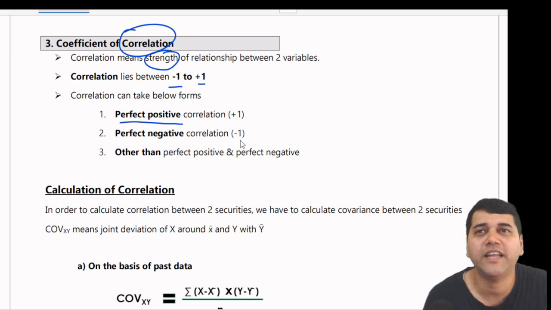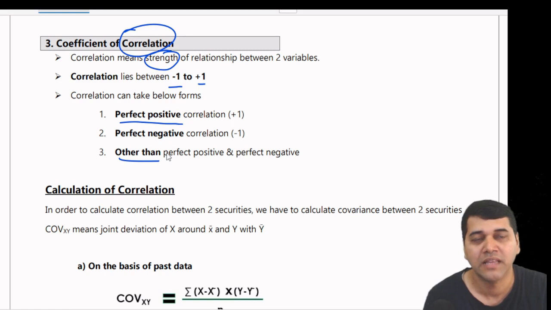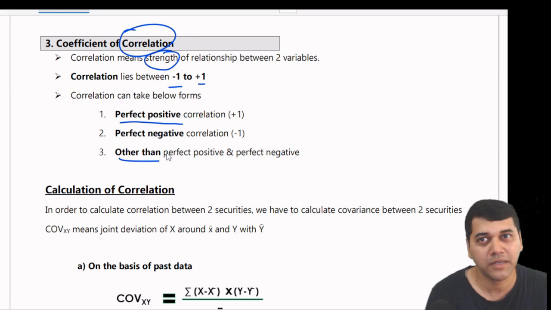Perfect negative: one person is happy, his enemy is very sad. One person is sad, his enemy is very happy. Then there is everything other than perfect negative and perfect positive. That means friends, but not lifelong friends. Enemies, but not dead enemies. Followed?